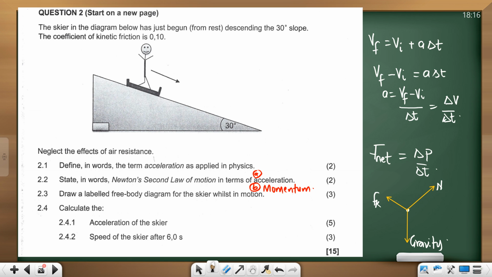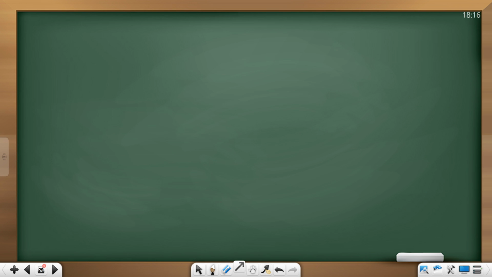Okay. Examiner says calculate the acceleration of the skier. Let's see. Now, usually what do we do? We redraw that diagram. Let me just draw that diagram here again. But please, we don't work with this diagram. It's going to be very confusing for you. FK, FG, and normal. What do we do? We draw it into components.